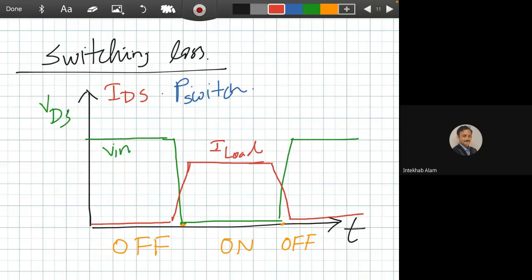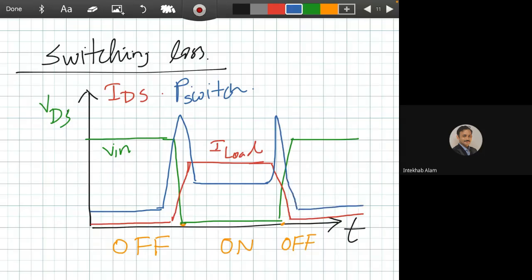So what will be the switch power? If we multiply IDS and VDS, the multiplication of ID and VDS will give the idea of switch power. There will be a spike of current and power, and again there will be a spike of current, and this one will be reduced to off like this.